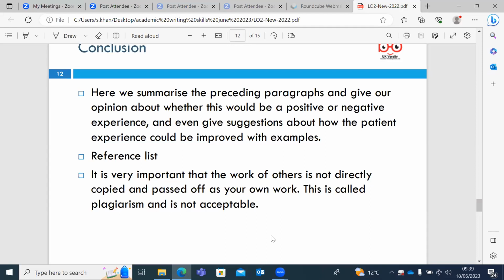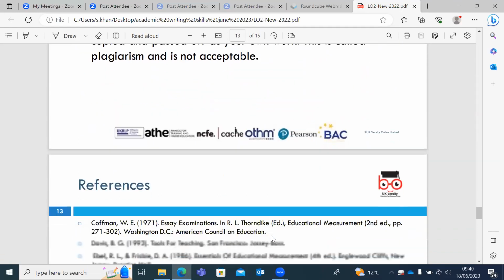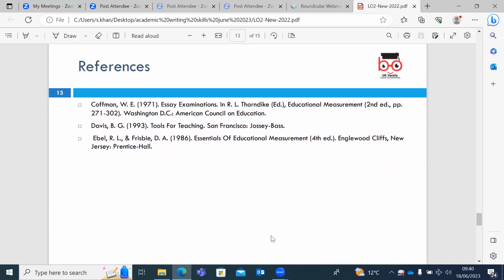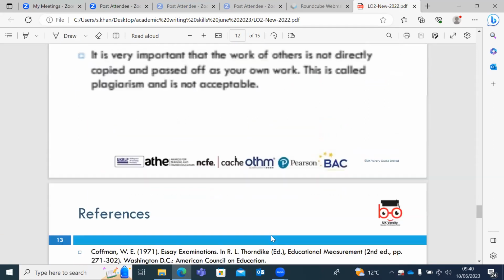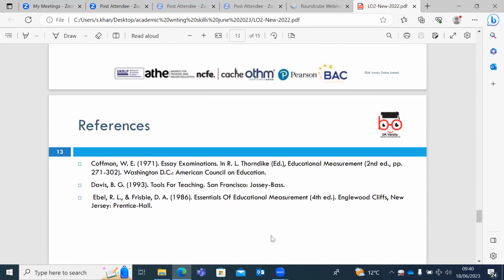So you need to make sure you are using the Harvard system for referencing, which we mentioned in Learning Outcome 1, and the importance of the system in regards to referencing any sort of work, and why we use this system to identify what sources we've used. So the references for today's session are: we've used Kaufman 1971, Essay Examinations, Tools for Teaching, and also we've used Davis, Tools for Teaching.